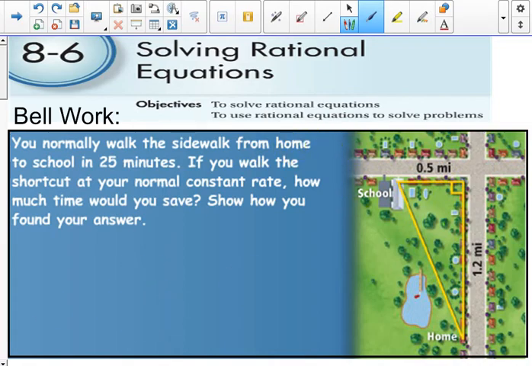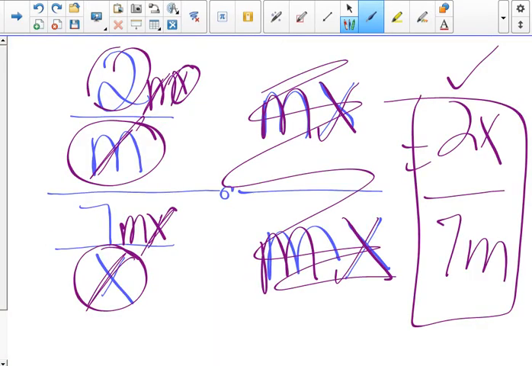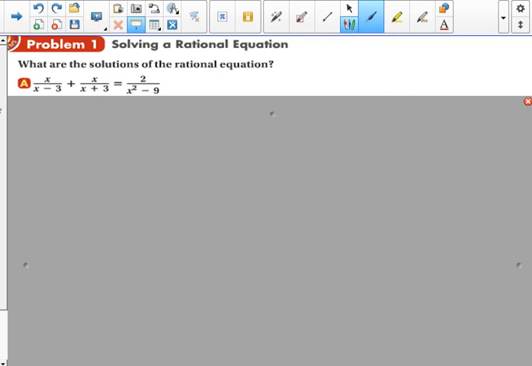Okay, after our bell exercise, we're going to go straight into the lesson. Problem 1 states: what are the solutions of the rational equation? We note that we've got fractions, and on every one of these fractions we've got an x in the denominator. So we know we're dealing with rational equations, right? So what's the first step of solving these?